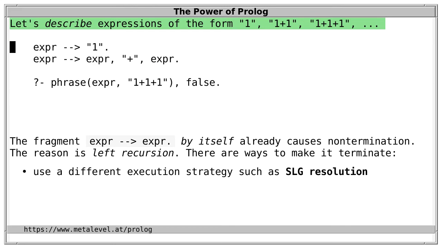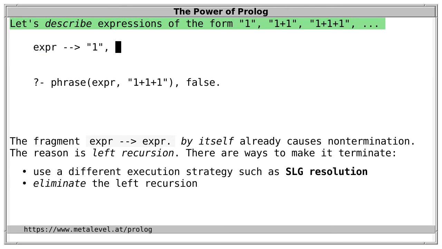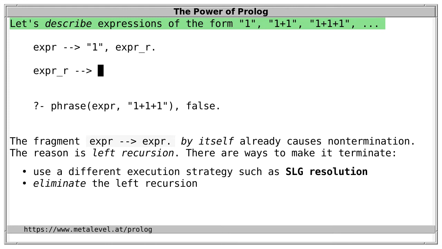Another thing we can do is, of course, to eliminate the left recursion. This is a well-known technique from compiler construction. In this case, we simply eliminate the rule with the left recursion and state this a bit differently by introducing an expression followed by R, R for remainder or rest. And this rest is either the empty sequence or plus and then another expression. So stated like this, the query terminates.